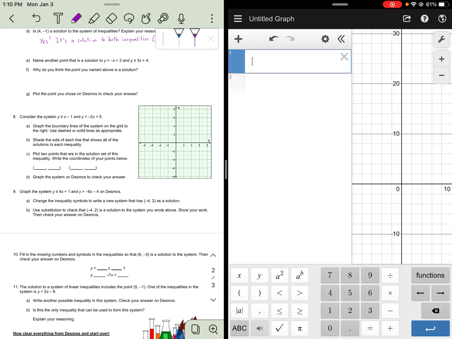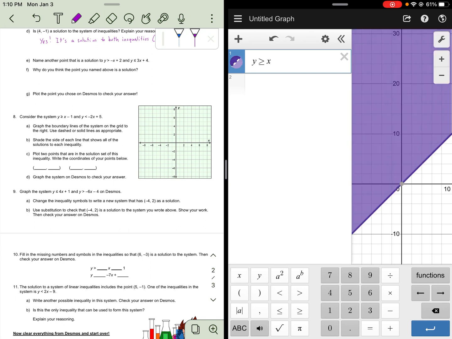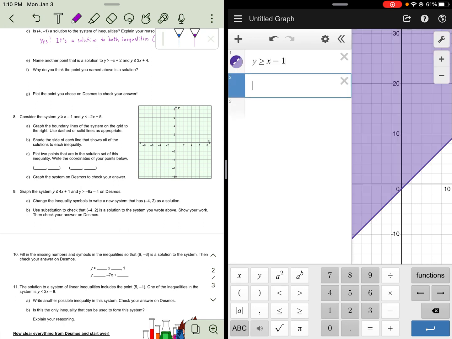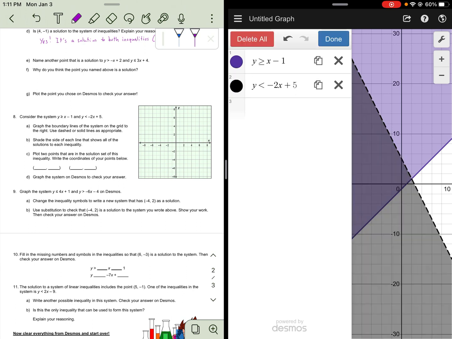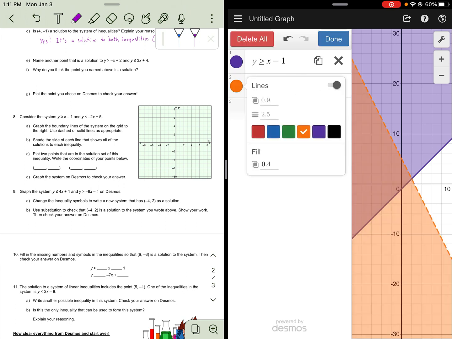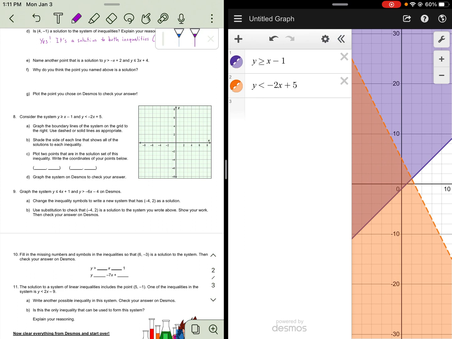So let's graph this. y is greater than or equal to x minus 1, and y is less than -2x plus 5. I'm going to change that color again. Let's go to orange.